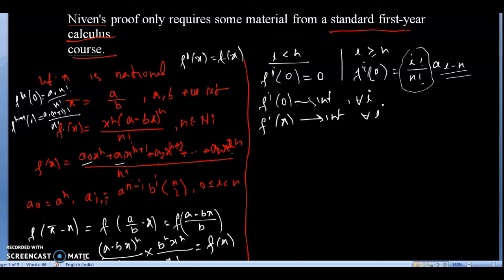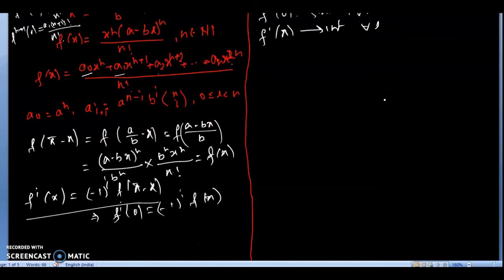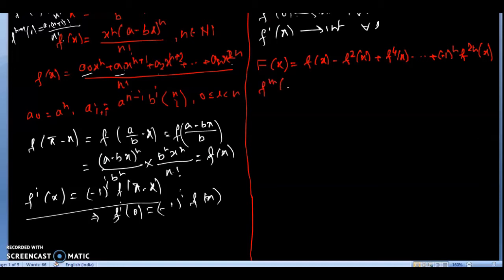Now we are going to the second step. In the second step, we are defining a function F(x) = f(x) − f''(x) + f⁗(x) − ... + (−1)^n f^(2n)(x). We define this function. Now clearly the degree of f(x) is 2n, so any derivative higher than 2n will vanish. That means f^(m)(x) = 0 when m is greater than 2n.